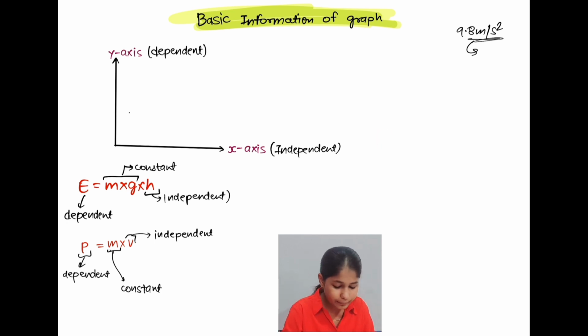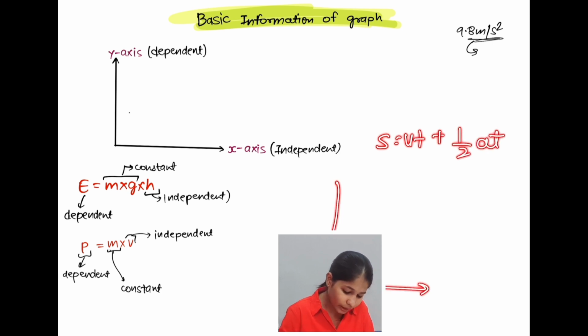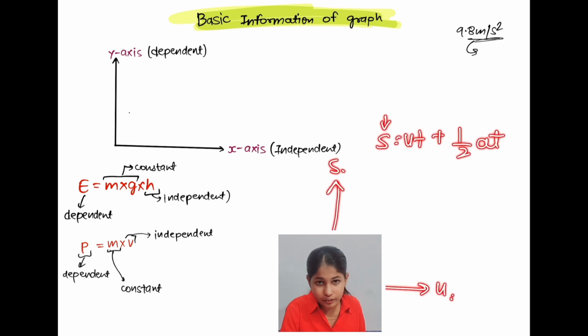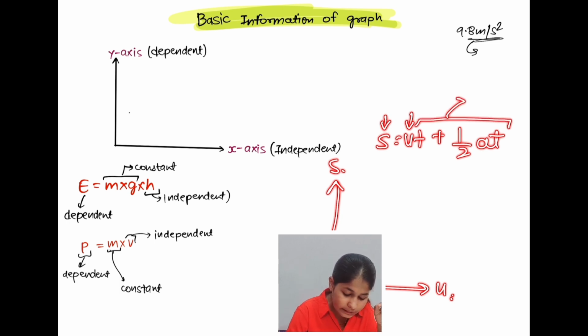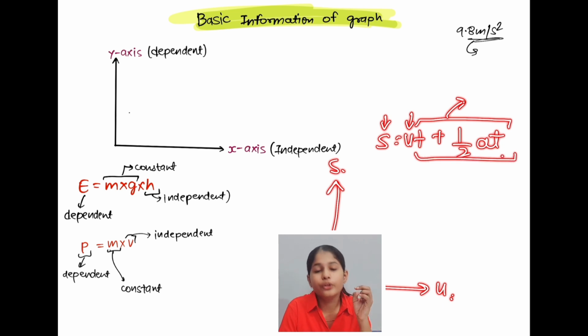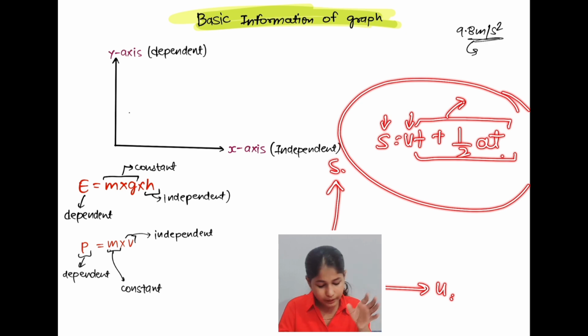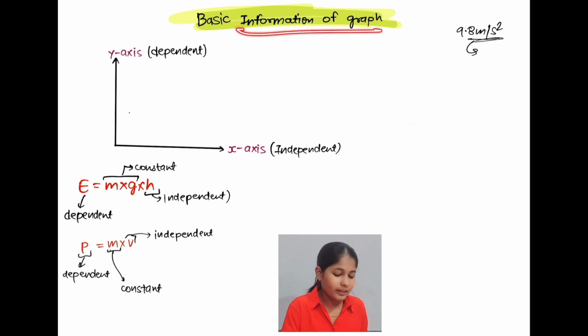For example, if I am taking an example that s is equal to ut plus half of at square, and the question is saying to make a graph between s and u. S and u means displacement and initial velocity. So you will take s as dependent value because it is plotted on y-axis, and u as independent value because it is plotted on x-axis. Then all other quantities will become constant. They will have no play in this whole formula, in this whole question. Okay, that's about the basic information of graph.